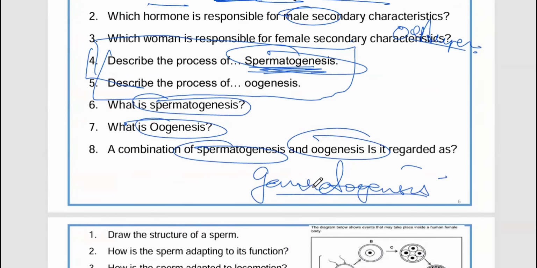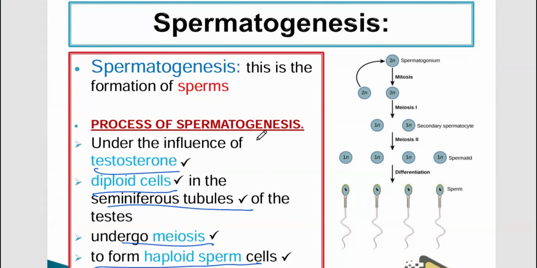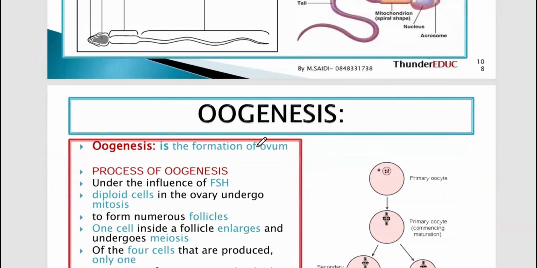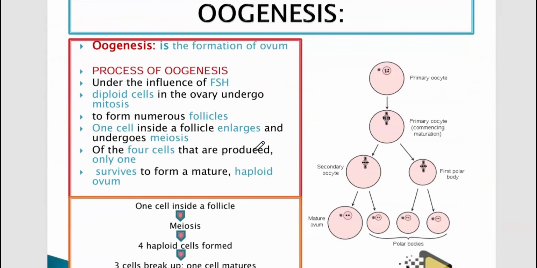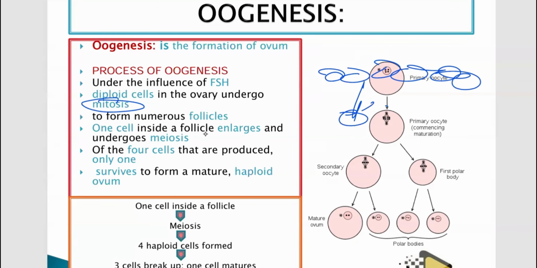And then oogenesis, this one is also simple. Under the influence of FSH, the diploid cell in the ovary will undergo mitosis. In this case, you first talk about mitosis, which will form numerous follicles. A lot of follicles, a lot of small eggs. Only one will enlarge and undergo meiosis. Once it undergoes meiosis, it forms 4 haploid cells. Only one survives.